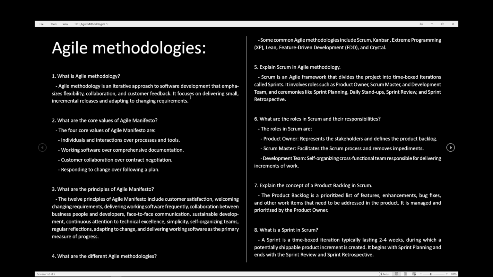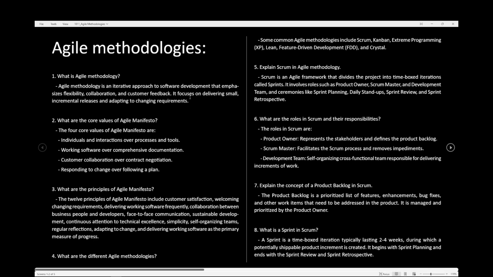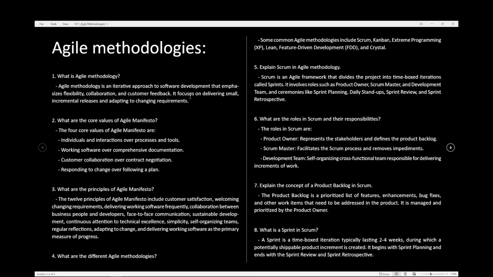What are the roles in Scrum and their responsibilities? The roles in Scrum are: Product owner, represents the stakeholders and defines the product backlog. Scrum Master, facilitates the Scrum process and removes impediments. Development team, a self-organizing cross-functional team responsible for delivering increments of work.